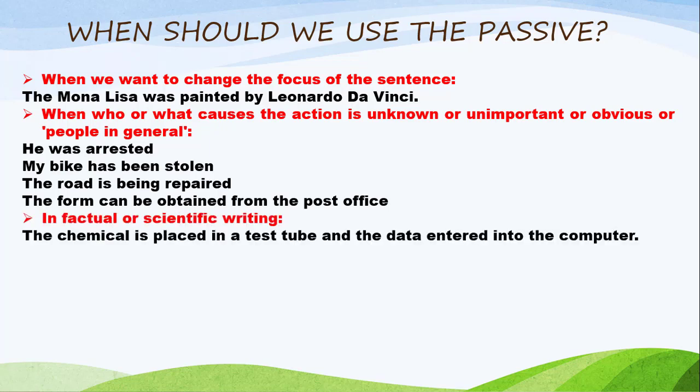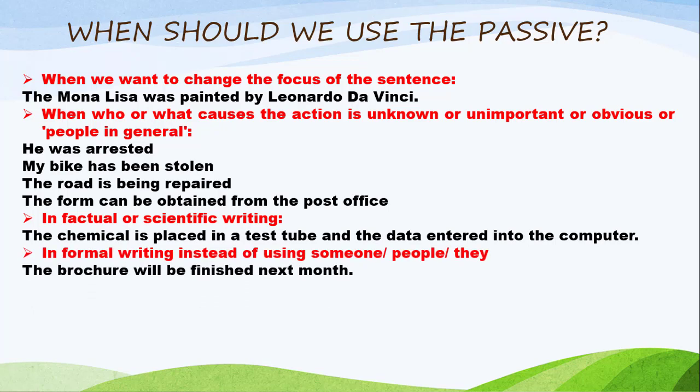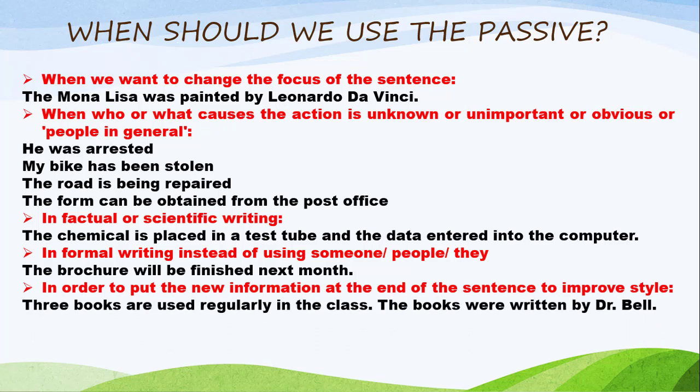Thirdly, you can use the passive in factual or scientific writing. For example, the chemical is placed in a test tube and the data entered into the computer. Next, in formal writing, instead of using someone or people or they. For example, the brochure will be finished next month. Another is in order to put the new information at the end of the sentence to improve style.